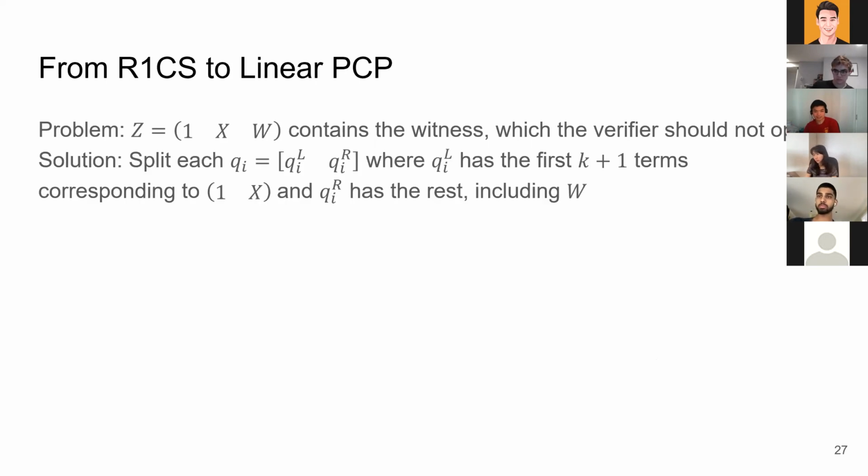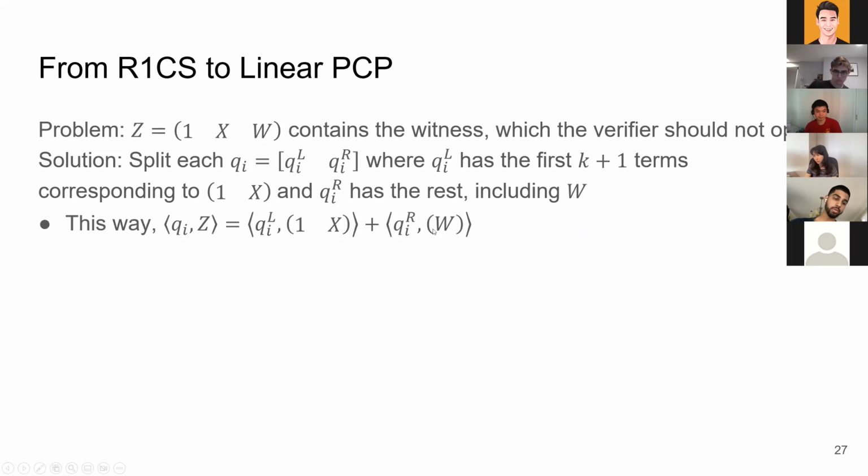The solution is a bit complicated. We split each of the queries from the previous page into a left-hand side and a right-hand side. The left-hand side of each query contains the first k+1 terms that correspond to all the things that depend on public information. And then everything on the right-hand side is what depends on the private witness information. Okay, so we've just split each of our query vectors into two parts, left and right. This way, qi inner product with z is the same thing as qi left-hand side inner product with 1 and x, this left-hand part, plus qi right-hand side inner product with the witness, the right side.